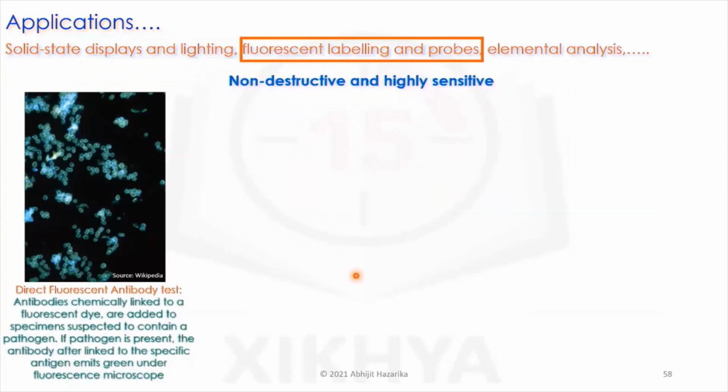Now coming to biological applications, this fluorescent material has been used as biological marker or biological probe or biological labels. So in this particular example, a green emitting organic molecule or organic dye has been linked to a particular antibody. And this antibody is added to a specimen which is suspected to contain a particular pathogen. Now, if the pathogen is present in the specimen, the antibody after linking to the specific antigen in the pathogen emits green color under fluorescent microscope. This way you will be able to tell whether this particular specimen contains the particular pathogen or not.